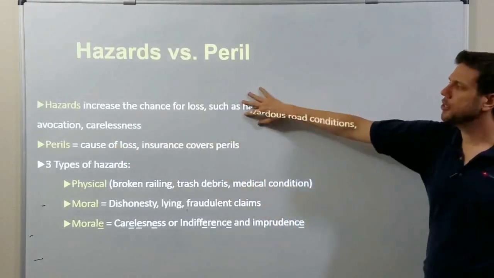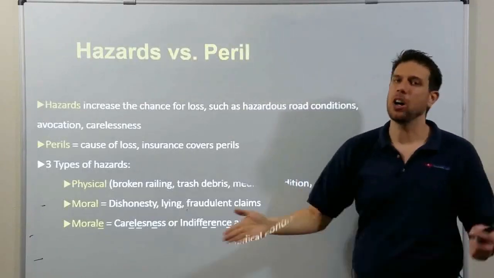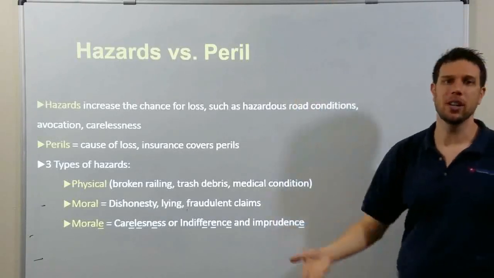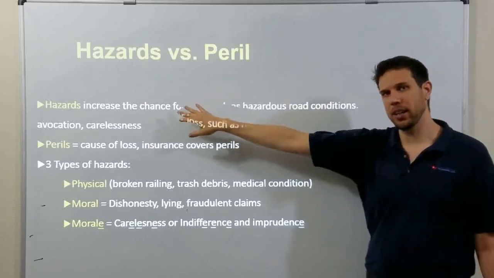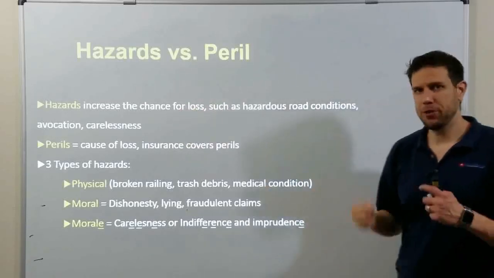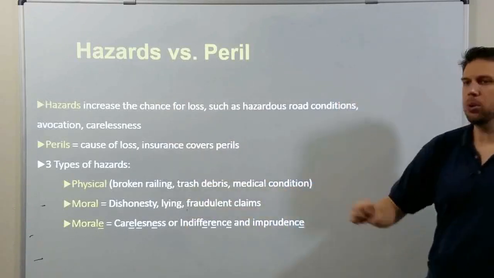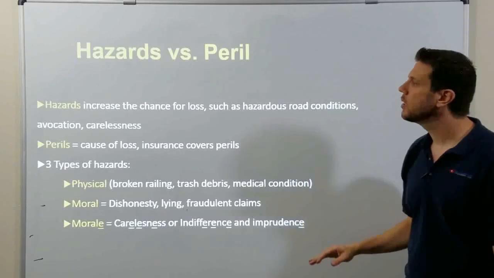So like a hazard would be a tree branch over top of your house. It hasn't caused any damage yet, but when it falls, it could cause damage. The tree branch increases the chance of having a claim. If you drive too fast, that is a hazard. If there's a pothole in the road, that is a hazard. Hazards increase your chance of loss.